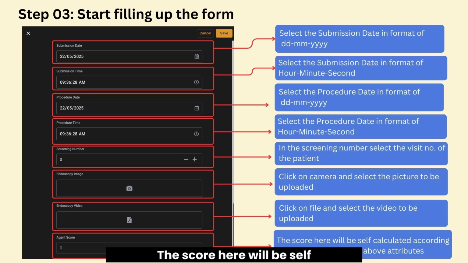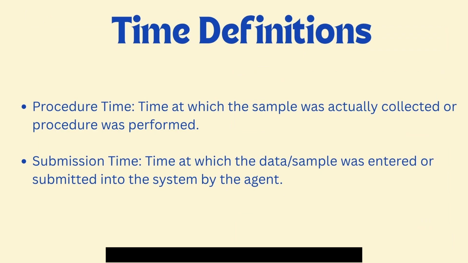The score here will be self-calculated according to the score you give in the above attributes. Time definitions. Procedure time: the time at which the sample was actually collected or the procedure was performed. Submission time: the time at which the data or sample was entered or submitted into the system by the agent.